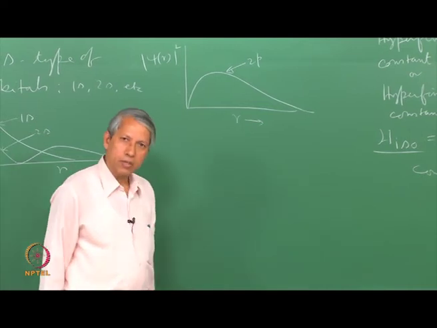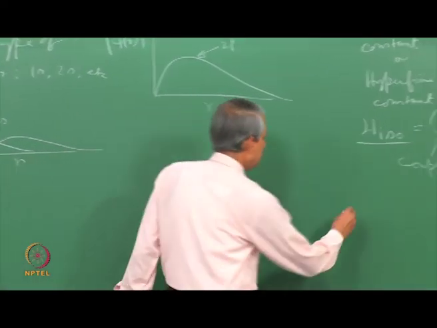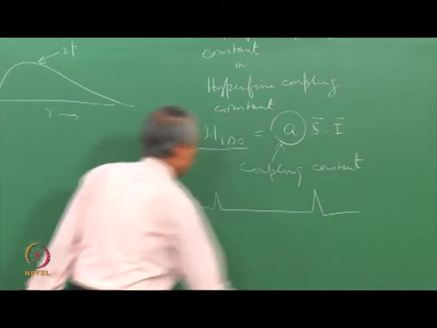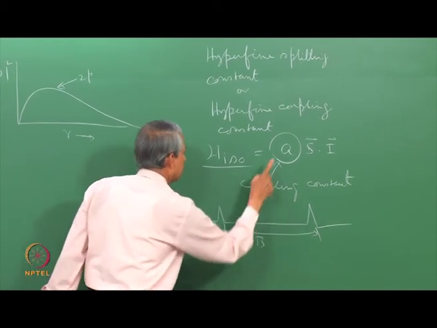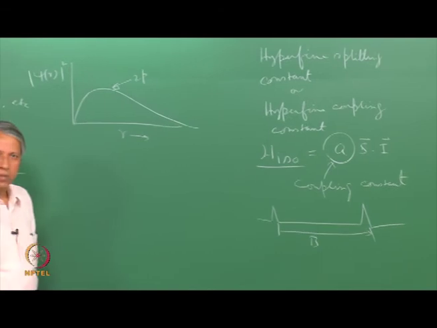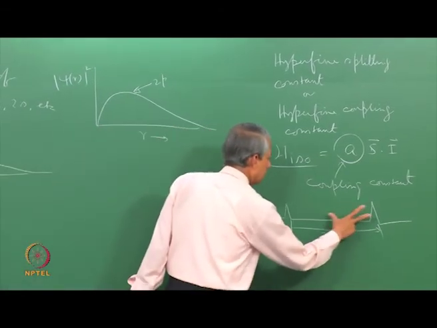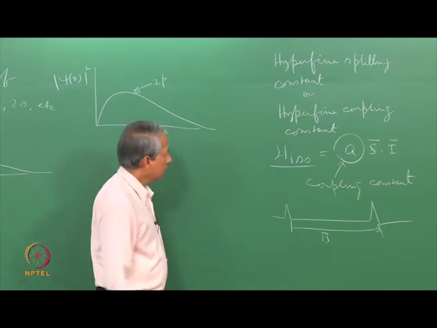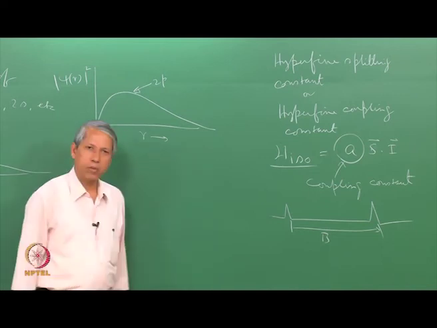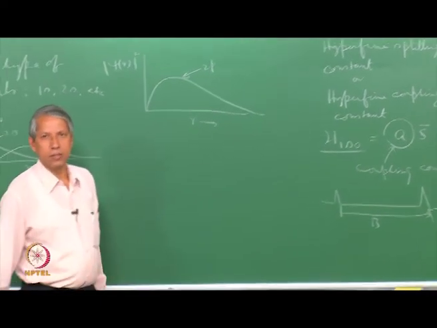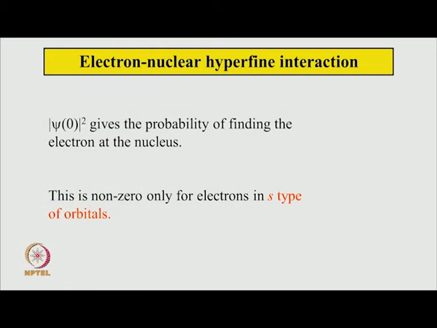Now, we will see that this will of course show its presence by splitting the EPR spectrum. The EPR spectrum is measured as a function of magnetic field generally. So, we measure something from the experiment, which is a measure of the splitting in terms of the magnetic field. Whatever property we measure from here, the measure of the splitting, is of course related to this one, but the splitting that we measure from the experiment will be called the hyperfine splitting constant, and we will see how they are related later. I have already said that psi 0 square gives the probability of finding the electron at the nucleus, and this is non-zero only for electrons in S type orbitals.